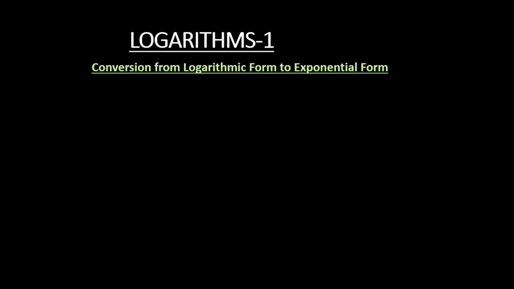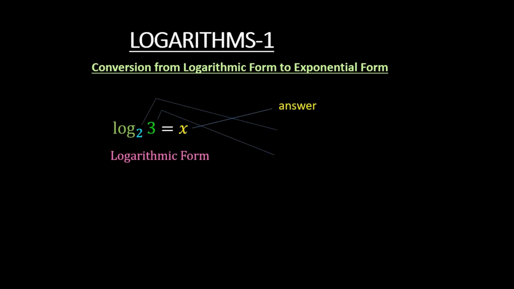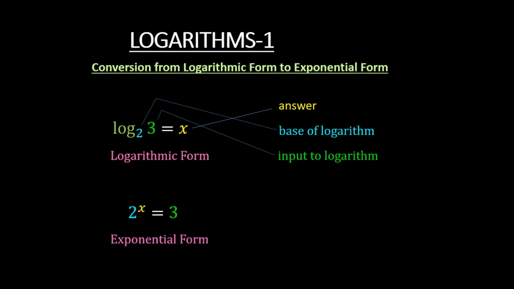Now let's move on to how to convert the logarithmic form back into the exponential form. So now we have a logarithmic equation, that is log 3 base 2 equals x. Here x represents the answer, 2 represents the base of the logarithm, and 3 represents the input to the logarithm. The corresponding exponential form of this equation is 2 raised to the power x equals 3. So this is our exponential form.